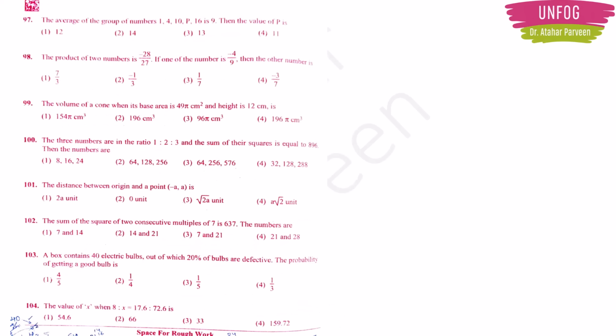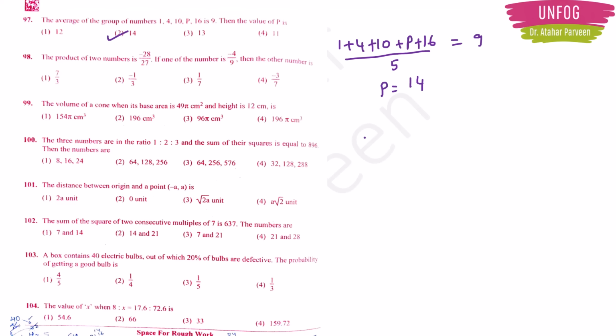Next, question number 97. The average of the group of the numbers 1, 4, 10, P and 16. Its average is 9. That means you should do divided by 5 because 5 readings are there. With this you can find out your P value, right? So P, if you calculate, you are going to get 14. Option 2 will be the correct answer here.